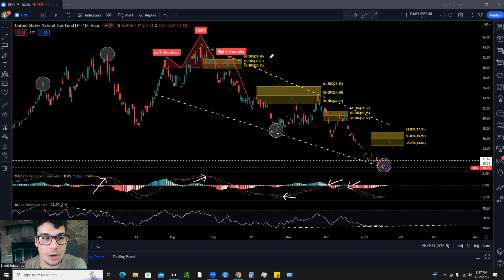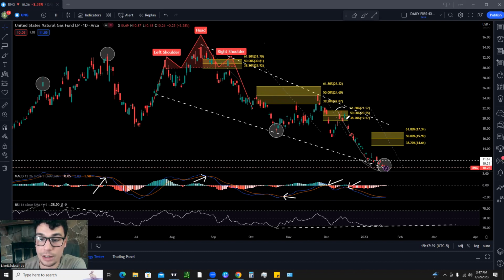That's not been the case on UNG. Natural gas has been rejecting its retracement levels for the entire year of 2022, basically. We see, you know, there's a rejection right there. We come down, retrace, come up to 50%, reject, head lower. We move down, retrace, come up to 61.8, head lower.